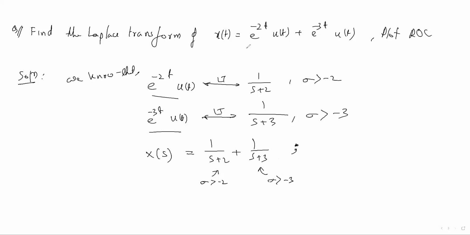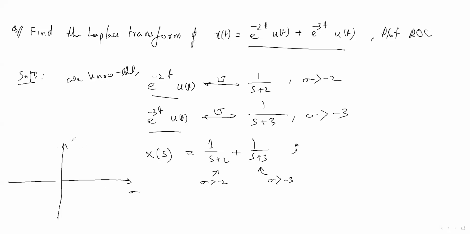Okay, here the signal is this, so the ROC should be 1. But individually, if you see, the ROC of 1 by s plus 2 is sigma greater than minus 2, and for this one it is sigma greater than minus 3. Then how will we plot this? From the plot only we can say that this is the ROC.